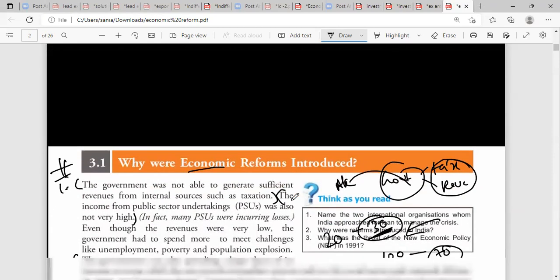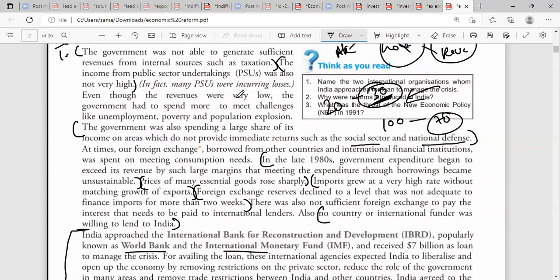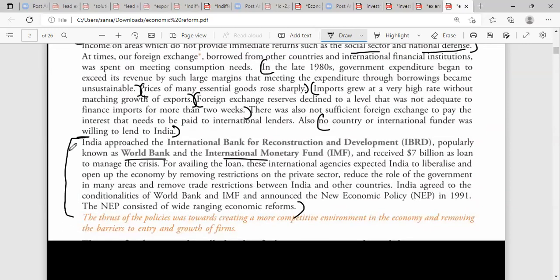So the question was, why were economic reforms introduced? Basically, this was the reason. These were the problems India was facing, right? At last, India approached them, and they gave India this dollar amount. In return, they told India, we are giving you the loan, but we want a few things from your end. First, liberalize and open the economy, remove the restrictions from the private sector.